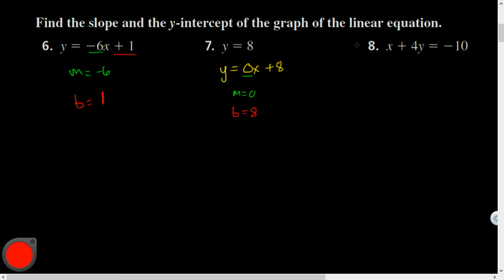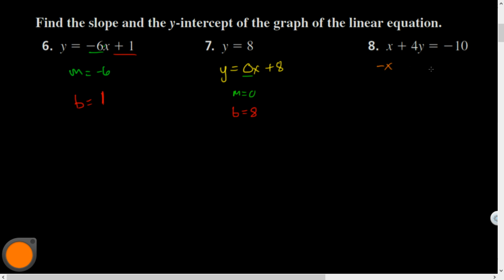There we go. All right, this equation, this is not in slope-intercept form. But if I switch it to slope-intercept form, that would be great. Then I'd be able to know the slope and the y-intercept. This right now is in standard form. So to get it into slope-intercept form is always solved for y.